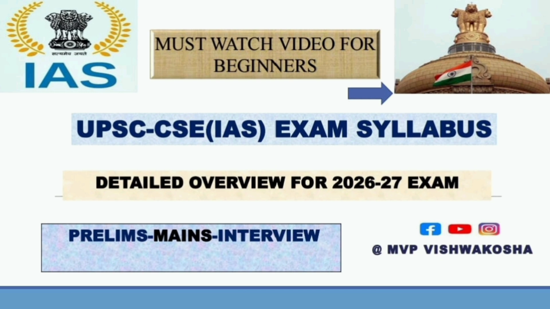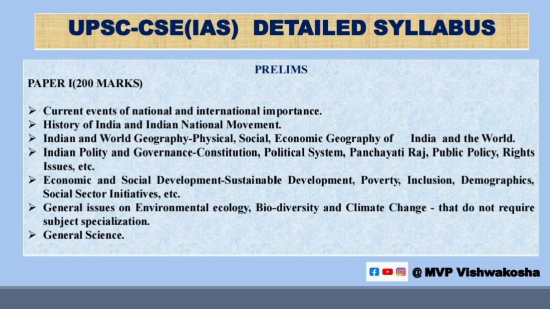First, I already discussed the pattern. So what are the things required for prelims? In prelims there are two papers, right? Paper 1 and paper 2, each carrying 200 marks. One paper has 100 questions and the other has 80 questions. The first paper is 2 marks each, the second paper 2.5 marks. Next, the prelims paper consists of these things.